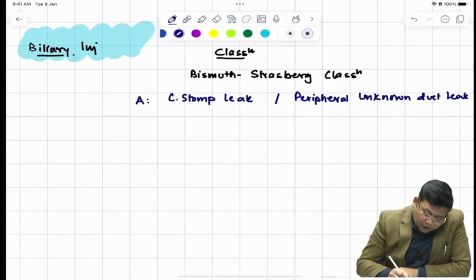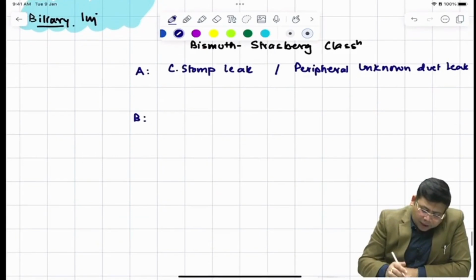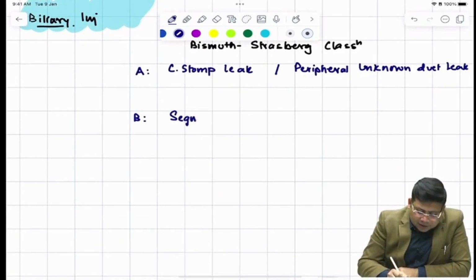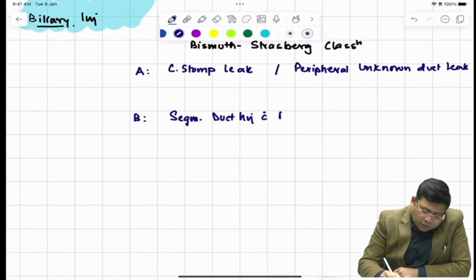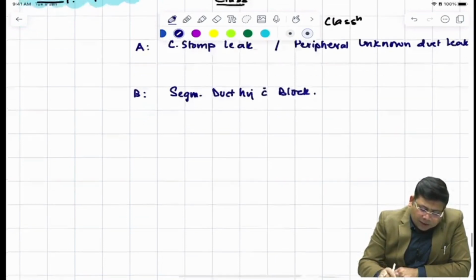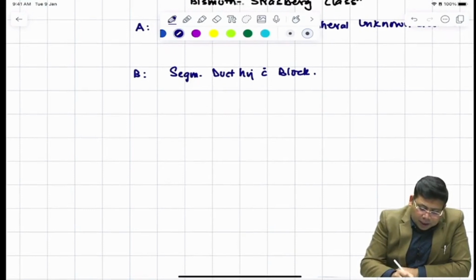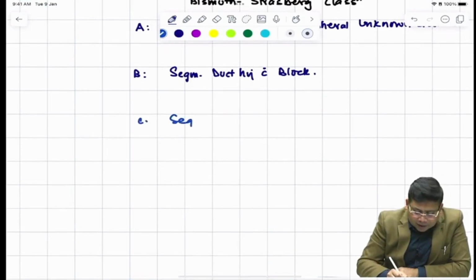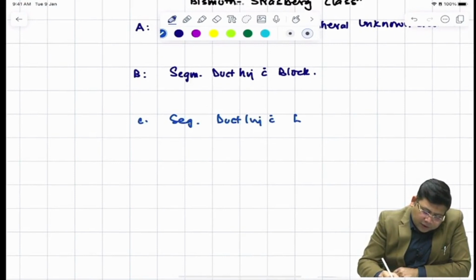Anyways, then we have type B. Type B is segmental duct injury with blockage. So what do you mean by segmental duct injury with blockage? And type C is segmental duct injury with leakage.